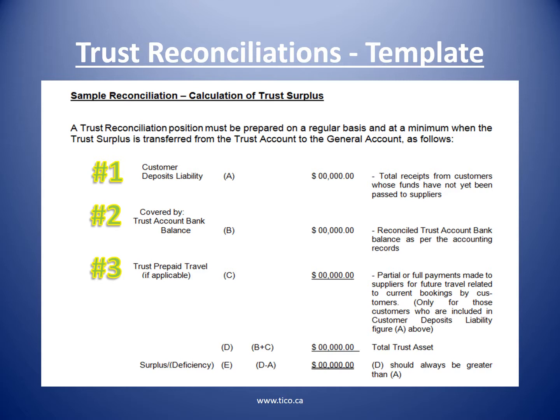The fourth and final component of a trust reconciliation is the trust surplus or deficit. This represents the final result of the trust reconciliation, and it is computed using a formula. Trust surplus or deficit can be computed as follows: trust account bank balance plus trust prepaid travel less trust customer deposits liability.